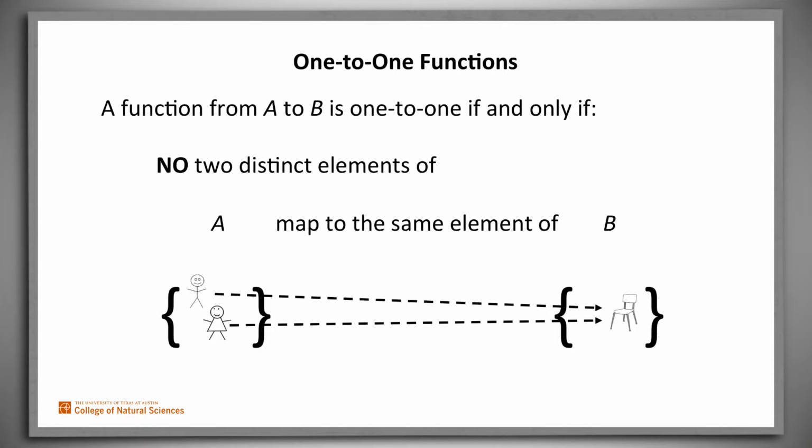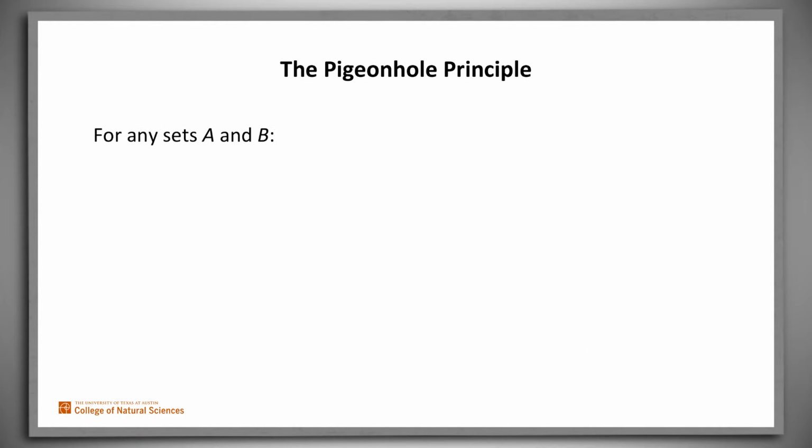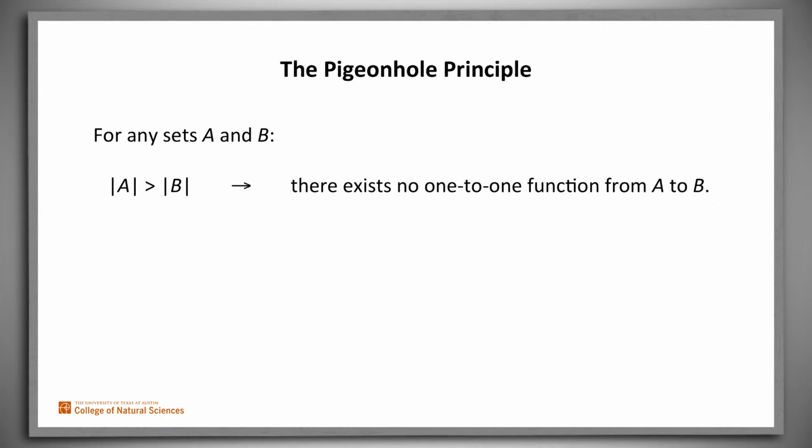So, for example, in the case of tired students looking for chairs, A is the students and B is the chairs. In any one-to-one mapping between students and chairs, it would not be possible for 2 distinct students to map to the same chair. So, in this picture, the mapping from students to chairs isn't one-to-one. We can now state the pigeonhole principle formally, and we can do it in 2 different ways. First way. If the number of elements in A is greater than the number of elements in B, then there exists no one-to-one function from A to B.